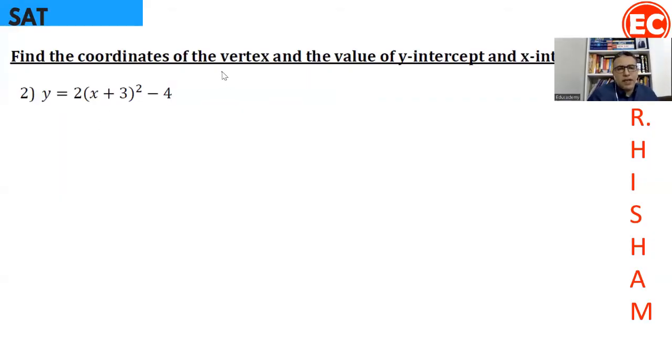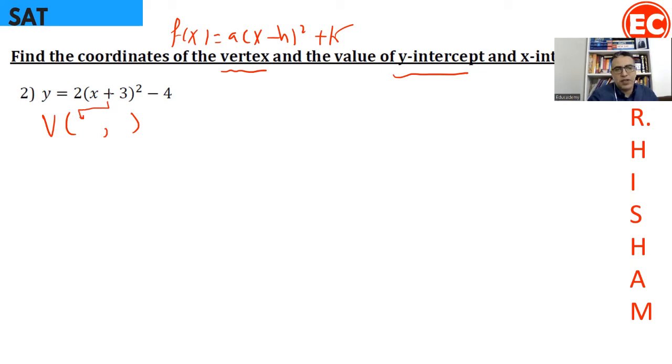As we can see, I'm asking about the vertex, the y-intercept and the x-intercept of the given function. And as we can see, this is in the form f(x) = a(x - h)² + k. So for the vertex directly, I'm going to change the sign of the number beside the x, so it's going to be negative 3, and take the number outside, which is negative 4. This parabola opens upward. Why does it open upward? Because a here is positive, so it has a minimum point.